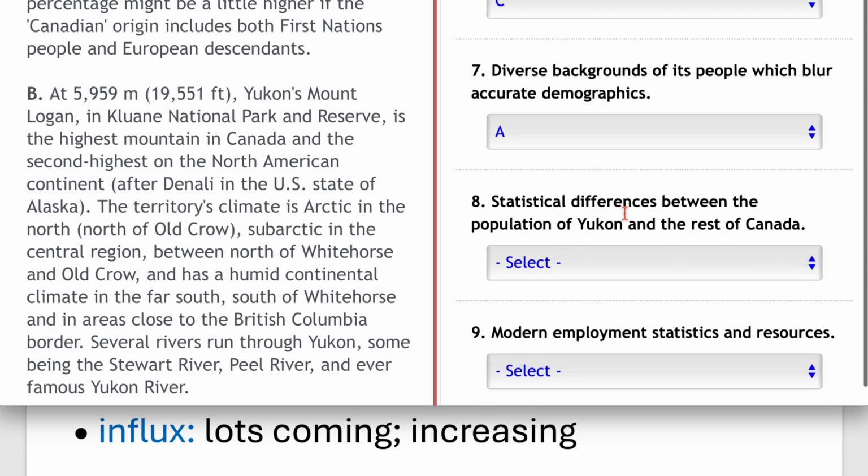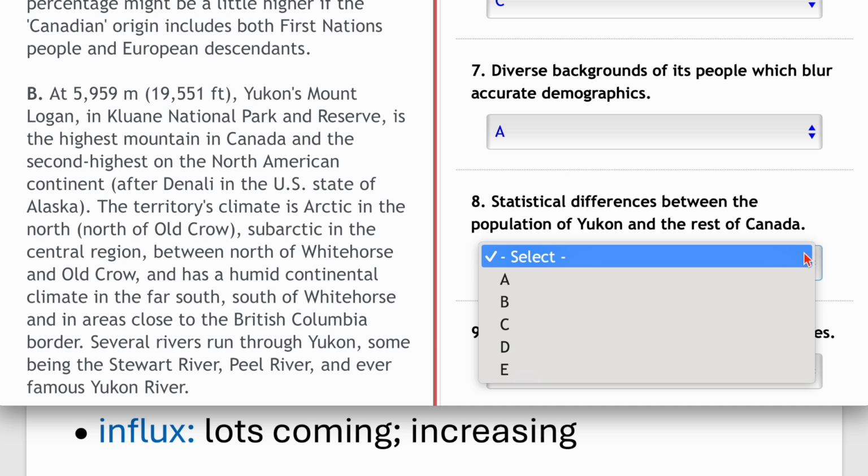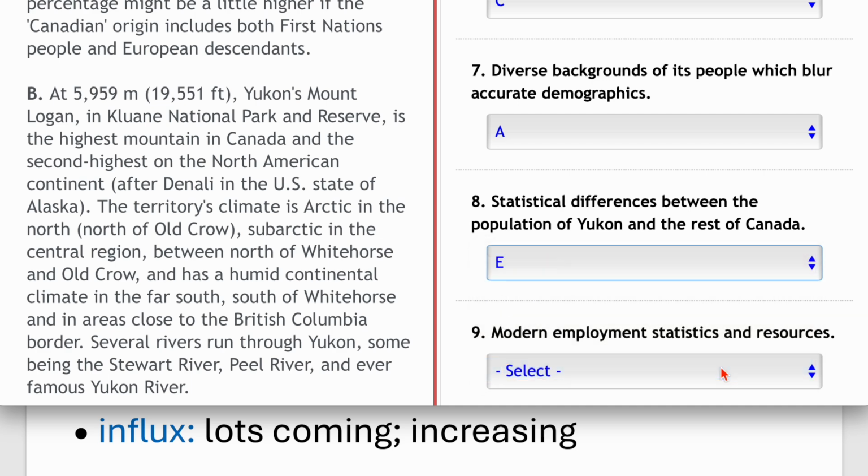And statistical differences between the population of Yukon and the rest of Canada, D or E? E, right? Because it didn't really talk about the differences between the population of Yukon and compare it to Canada. It only talked about differences in the population of Yukon. That's it. Didn't compare to the rest of Canada.